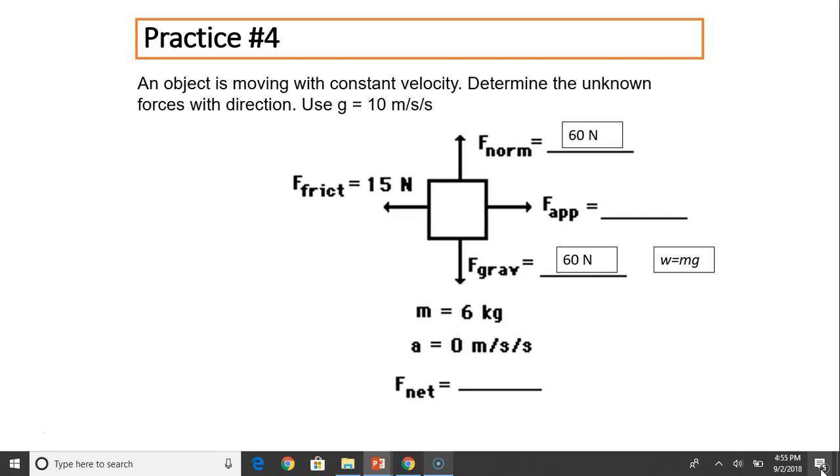Now let's see, net force equals ma. Since a equals 0, net force equals 0. Since acceleration equals 0, net force equals 0, so the applied force has to cancel out. Friction has to be 50 newtons to the right.